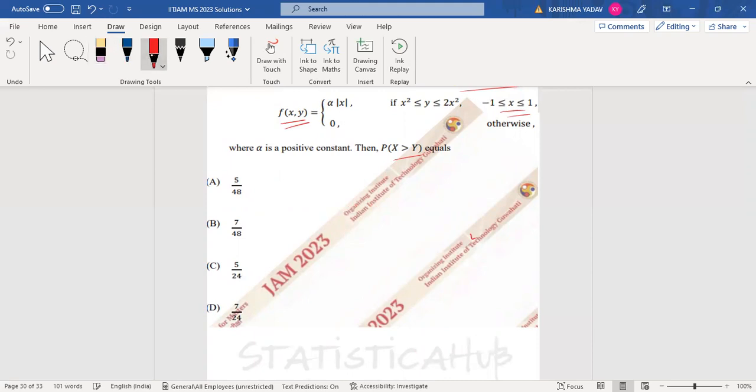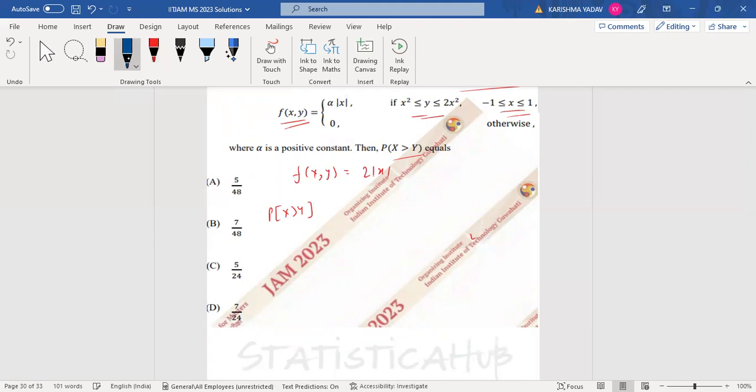So we have f of x comma y equals 2 mod x, with y going from x square to 2x square, and x going from -1 to 1. And we have to find the probability x greater than y. As y is going from x square to 2x square and x is going from -1 to 1, let's draw these graphs, so it will be easy for us to take out the limits for x and y.